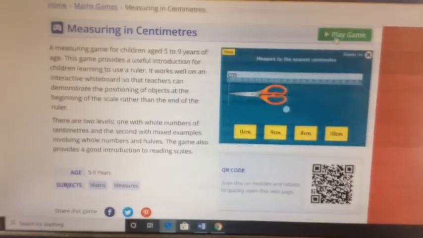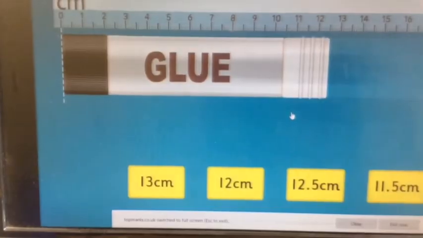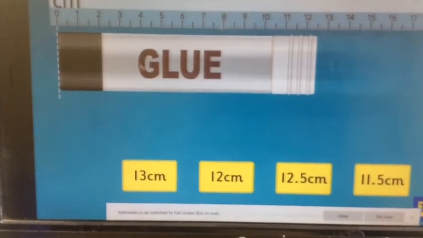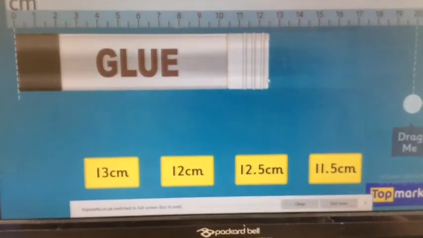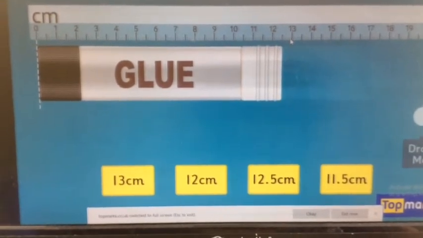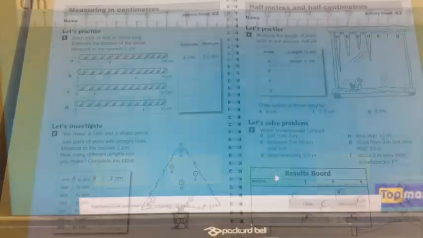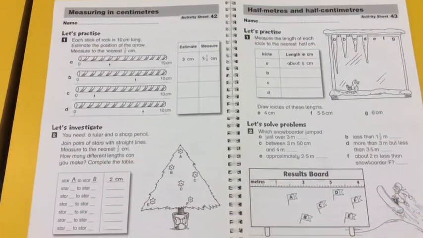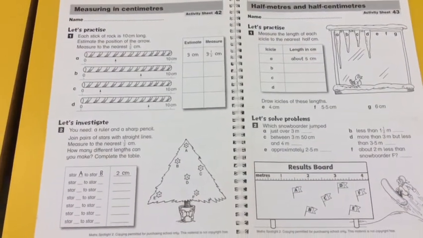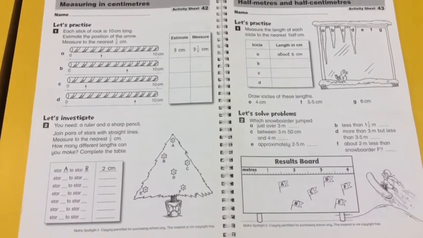So if you're happy working with half a centimetre or 0.5, have a go at level 2 of your Top Marks game. You can see here that the glue stick doesn't come to 12 or 13 centimetres, it's halfway between, so it's 12.5. More extension work, problem solving and working with those 0.5 of a centimetre or half of a centimetre.